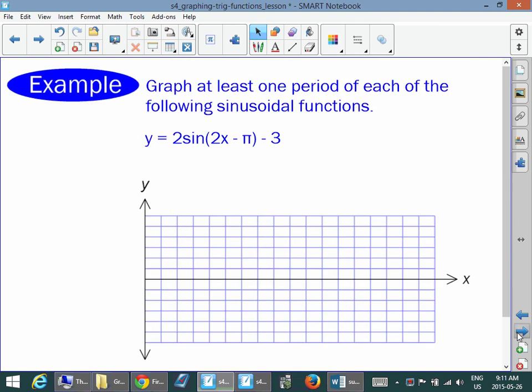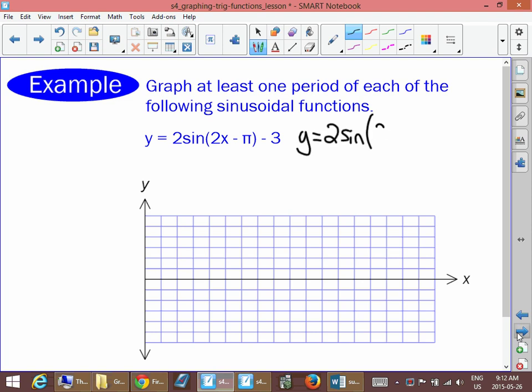Now, let's look at this one here. We've got 2 sine bracket 2x minus pi, minus 3. Lots going on here. We've got that 2 inside the bracket here. Here's what we have to do. The very first thing we have to do is take a common factor. So it's going to be y equals 2 sine bracket 2x minus pi over 2, minus 3.